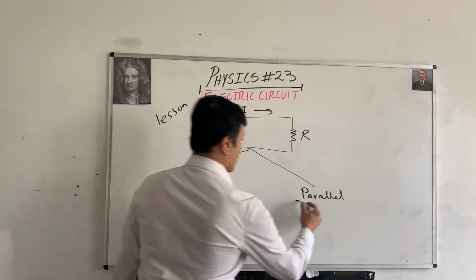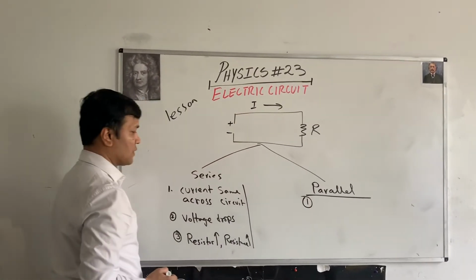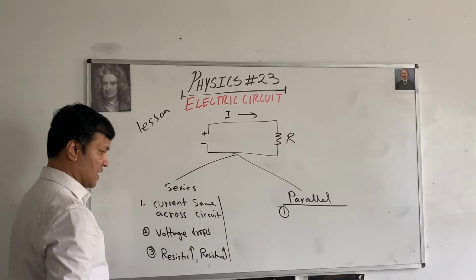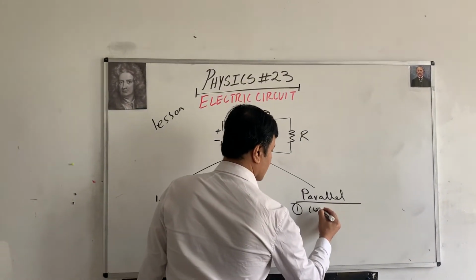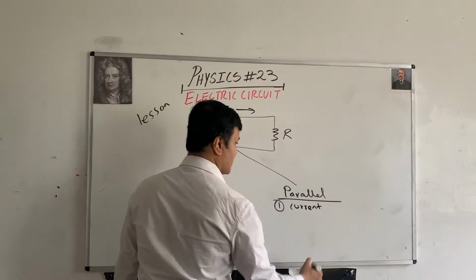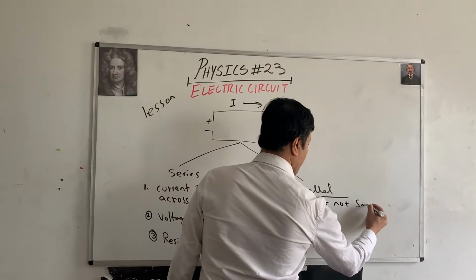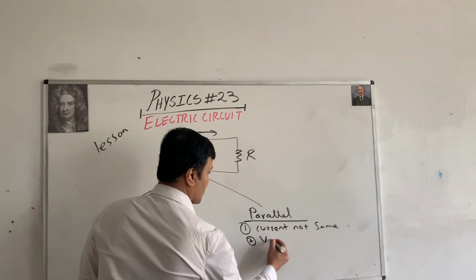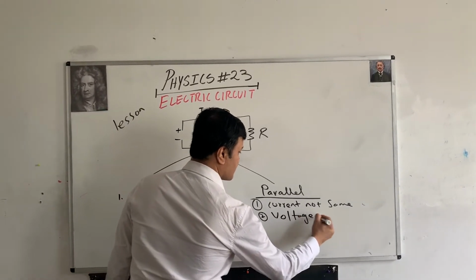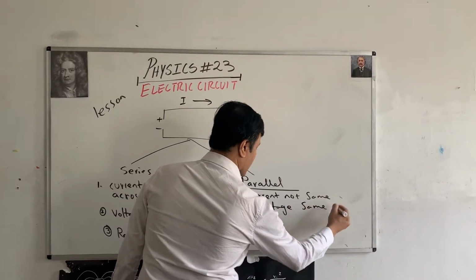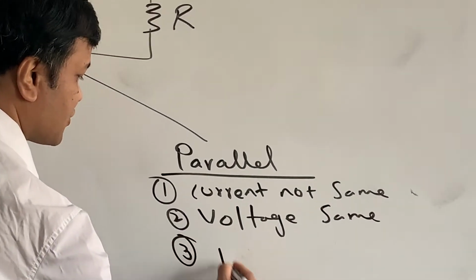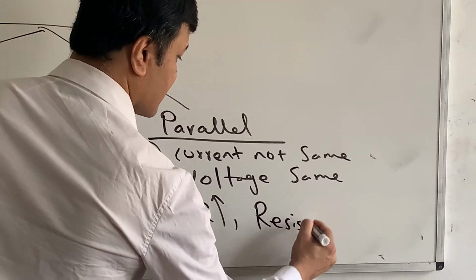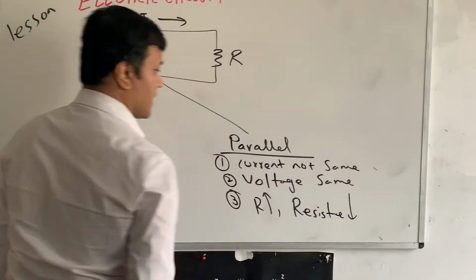Parallel. Okay, number 1, current is not the same across the circuit, because they're different pathways. So there could be a different amount of charges or atoms on each pathway. Voltage is the same. Number 3, if resistors increase, resistance decreases.